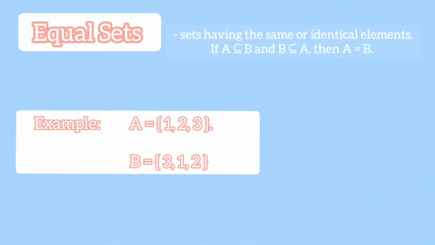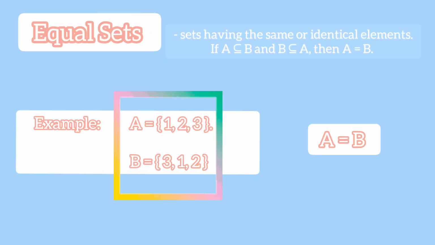Equal sets. Sets having the same or identical elements. If A is a subset of B and B is a subset of A, then A equals B. Sets A and B are equal because they contain the same elements, regardless of the order.